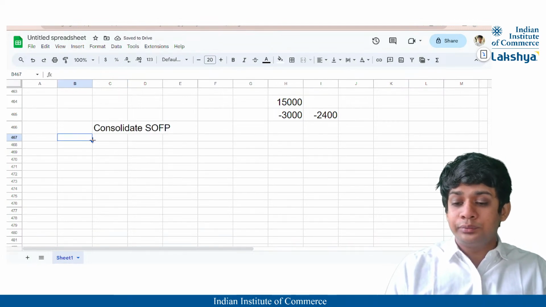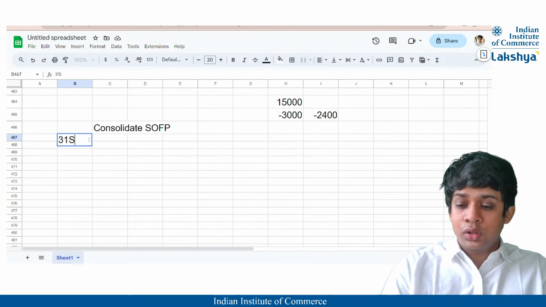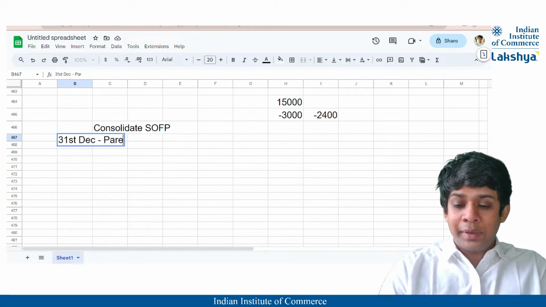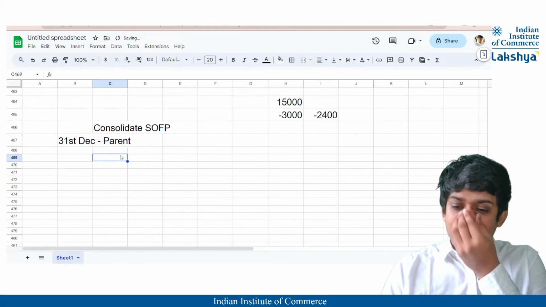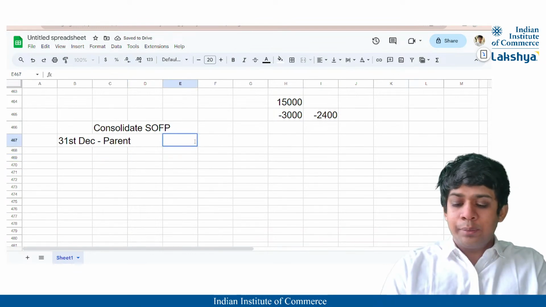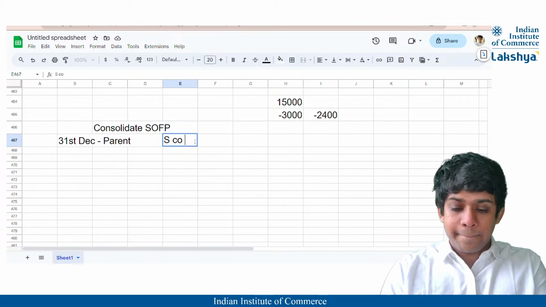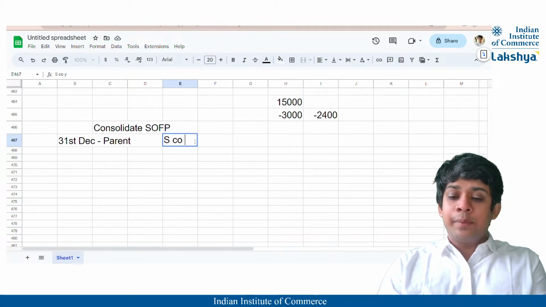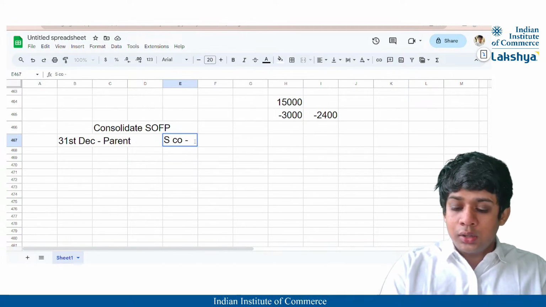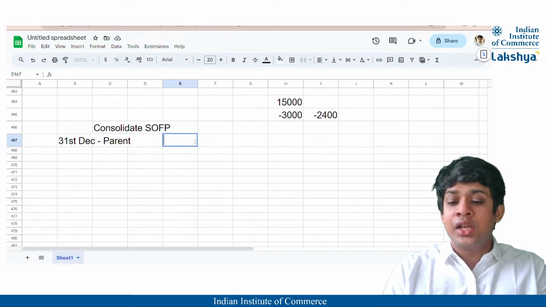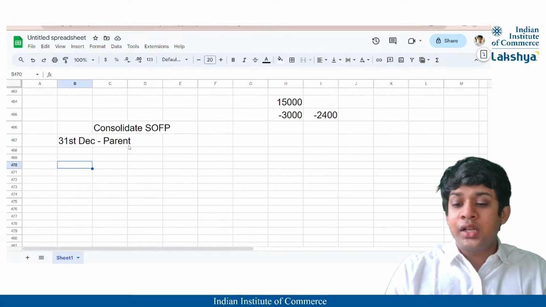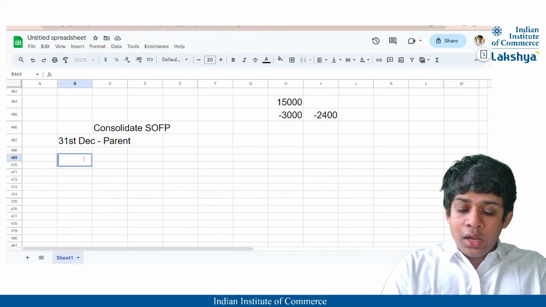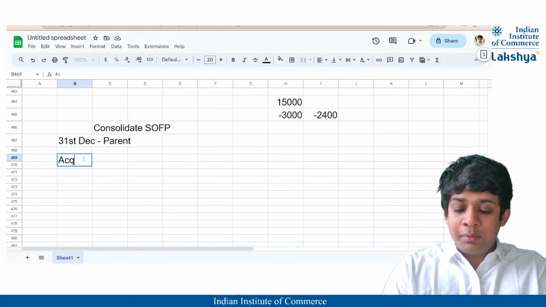Maybe say the year end of the parent company is 31st December. Okay. Now, we have maybe acquired the subsidiary company mid-year.